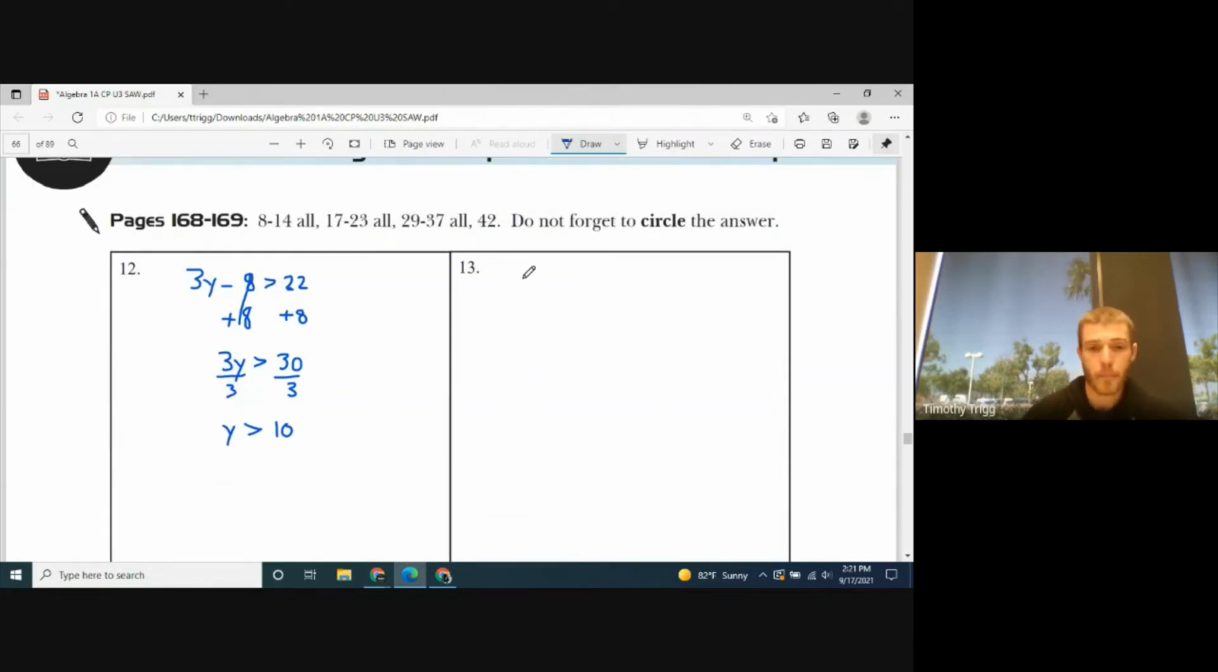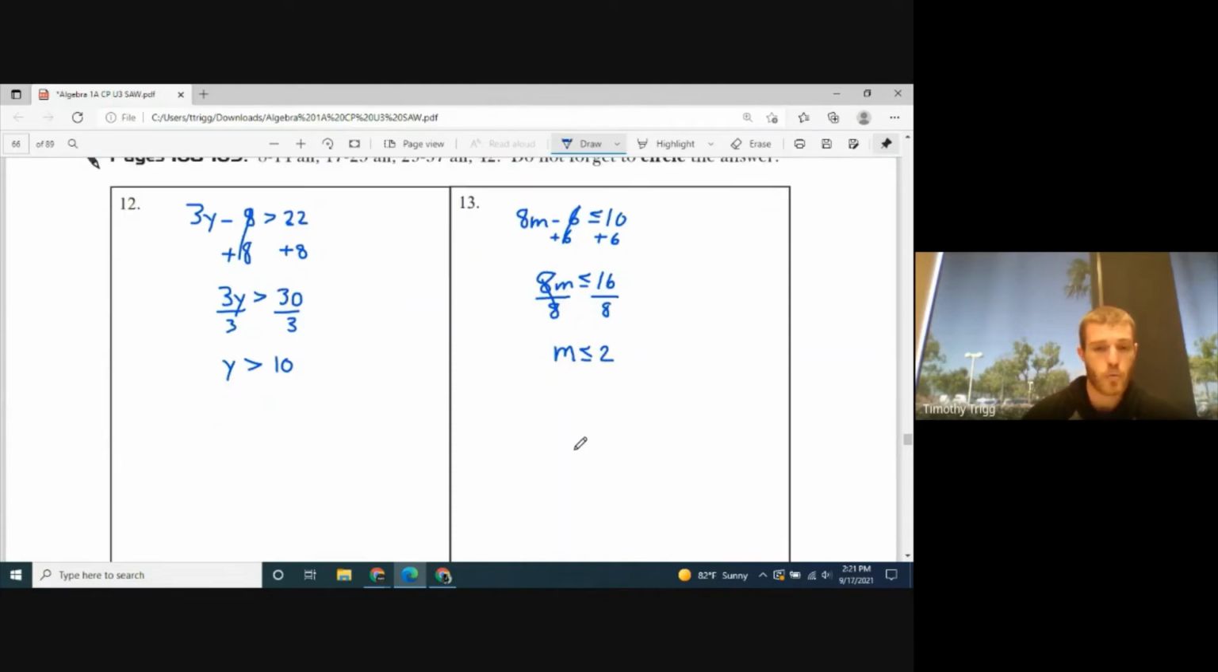For number 13, we have 8m minus 6 is less than or equal to 10. So my first step for this inequality will be to add 6 to both sides of the inequality. Here we'll have 8m is less than or equal to 16. Dividing both sides by 8 to get m by itself gives us that m is less than or equal to 2.